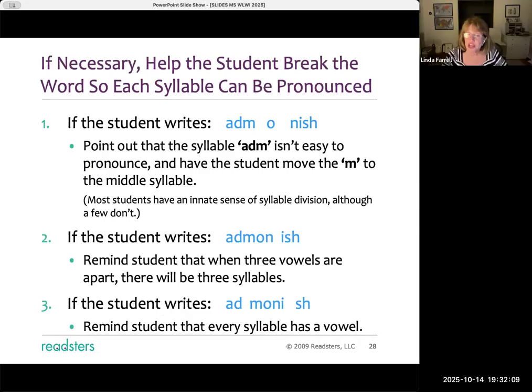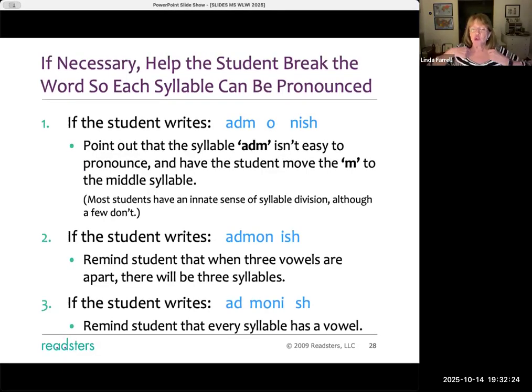Okay. If the student writes admonish, remember, we've taught them every syllable has a vowel. So I say, how many vowels do you see? They say 3. Oh, 3 syllables. So I don't even say break that into 3 syllables. I'm always trying to lead them to look and be critical of what they did. Oh, yeah, I need to break that into 2 syllables instead of 1.